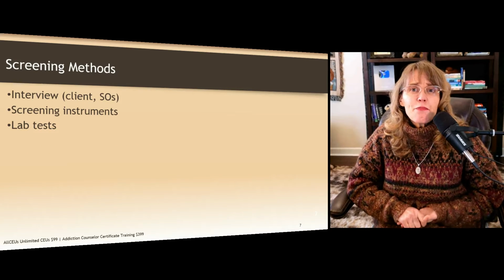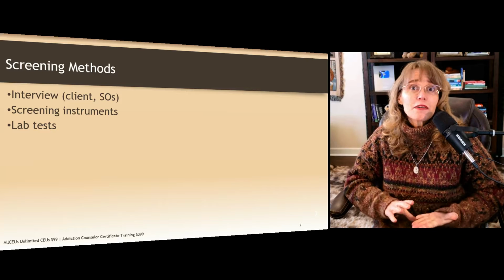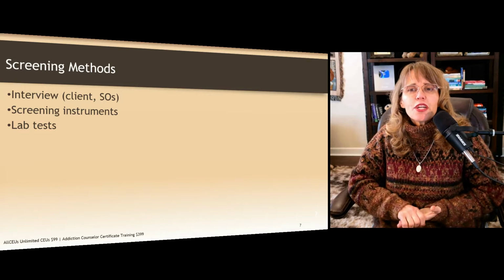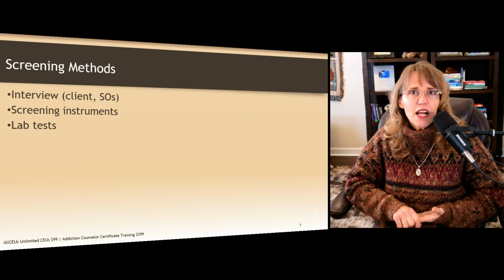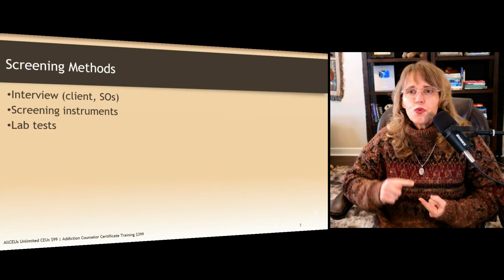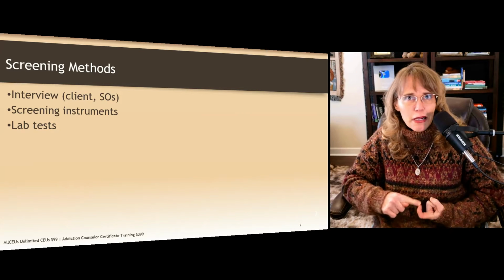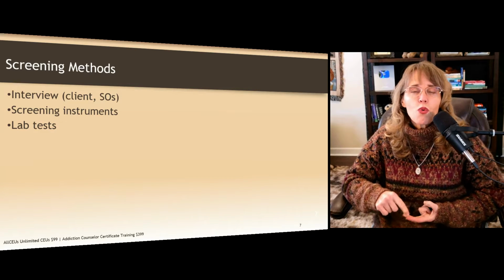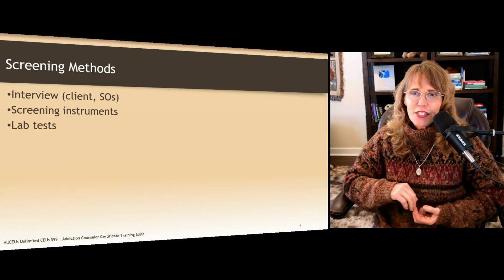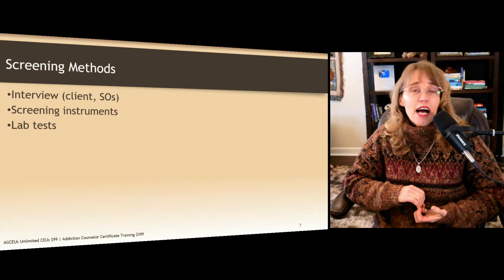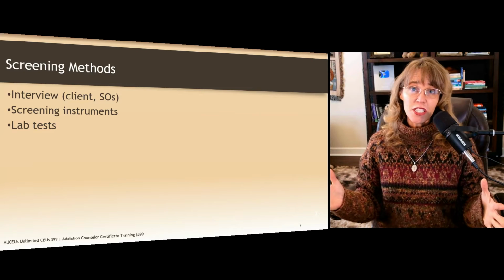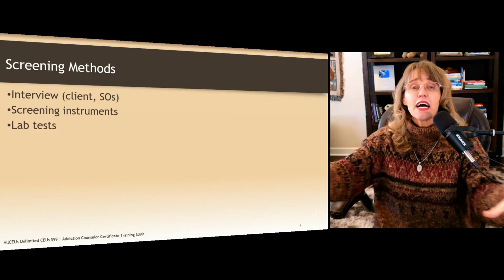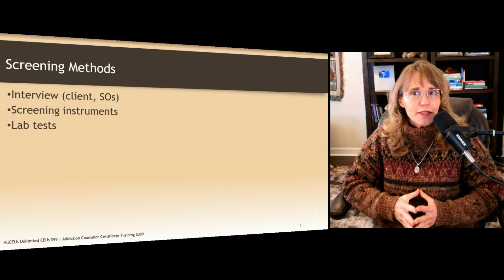In terms of screening methods, you can interview the person, the client. Guess what? Go figure. How awesome is that? You can also screen by talking to significant others. If the person is too intoxicated to answer the screening questions, then you can talk to significant others. If you're dealing with children, you're going to want to gather information from significant others. If the client is an adult and is able to answer the questions themselves, that's great. And if they're willing to let significant others kind of round out the picture, that's great.